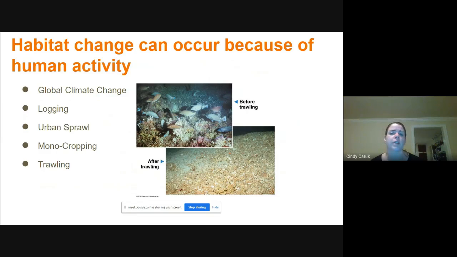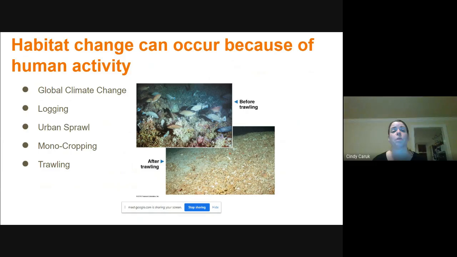Habitat change that can occur because of human activity. So we talked about global climate change and how it's changing the temperature of the water. So things like lobsters, they are having to go more north. If we look at, for instance, polar bears, they are moving down to get food source. The grizzlies are there, and so you're actually having them interbreed. So you're getting these hybrid species.